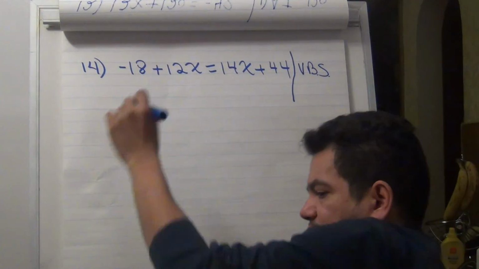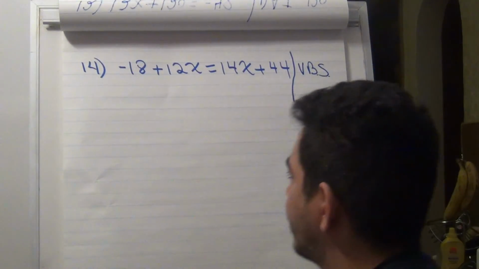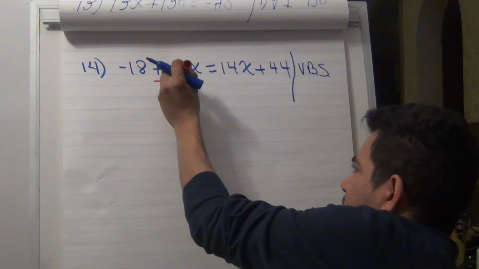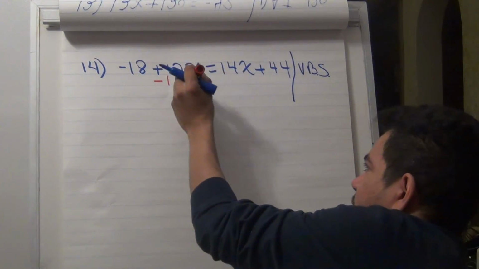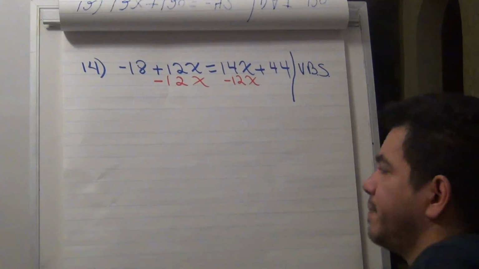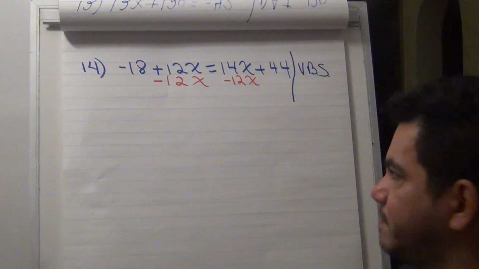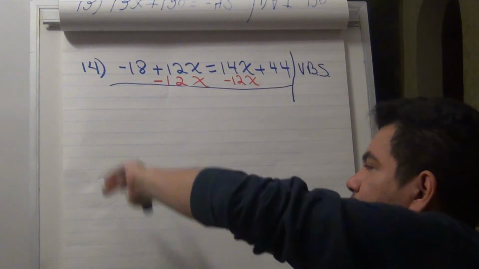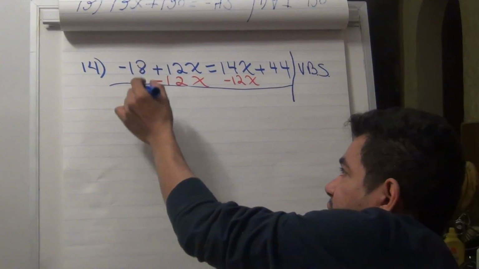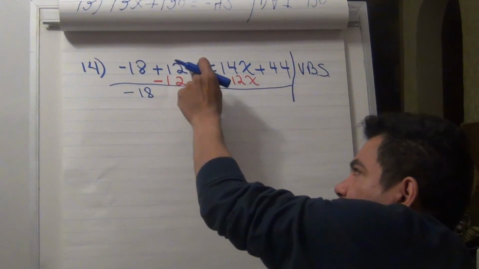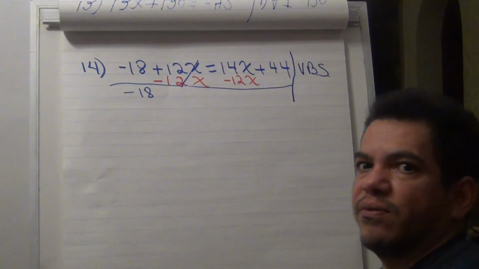So let me get rid of this 12, okay, by subtracting 12x on both sides. Okay? Watch what's gonna happen. So, woo! Alright, bring down the 18 because I really didn't do anything to it. This 12x got wrecked.